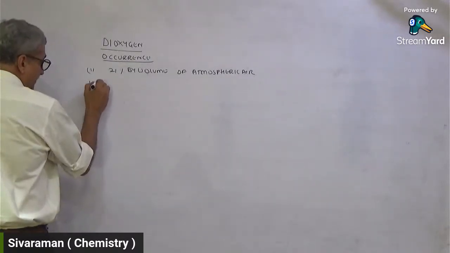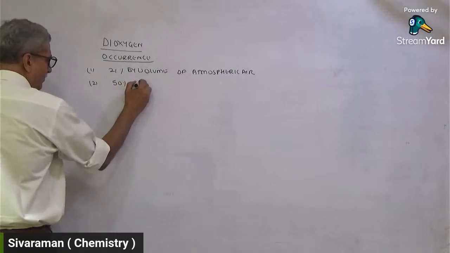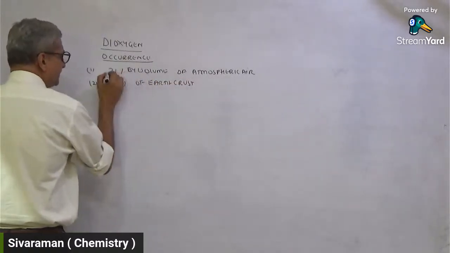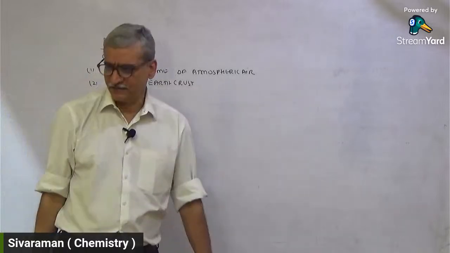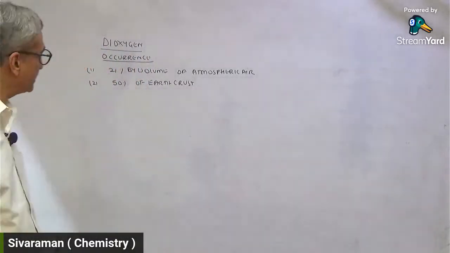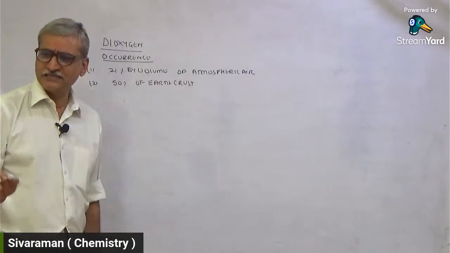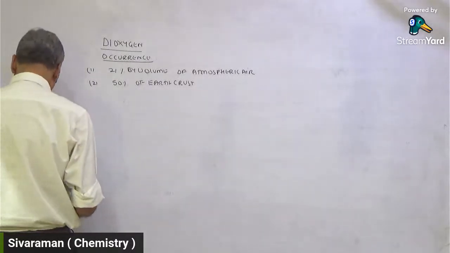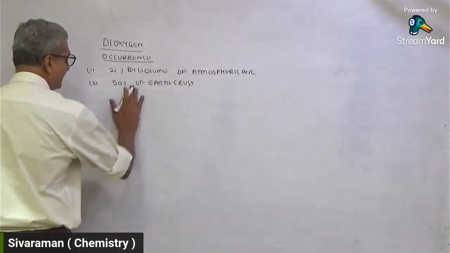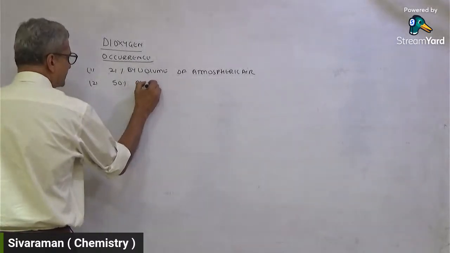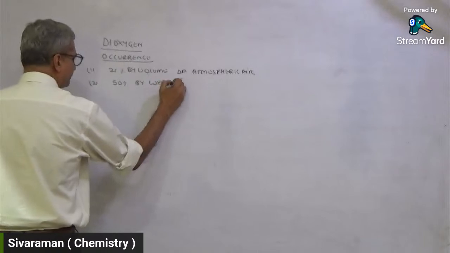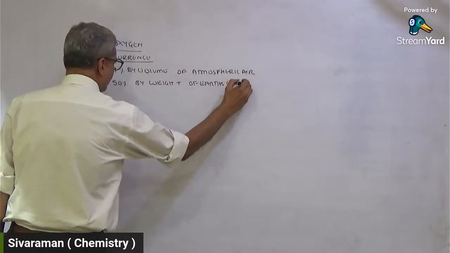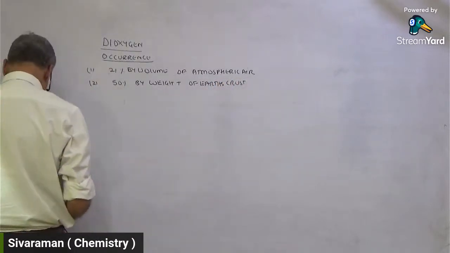But 50% of Earth's crust. I think this is something which most of you have been indoctrinated since 7th standard. But maybe the second one you don't know. Of all the minerals and ores that are present, 50% of it is made up by oxygen. So that is a very important point. 50% by weight. Let us be very clear. 50% by weight of Earth's crust is oxygen.